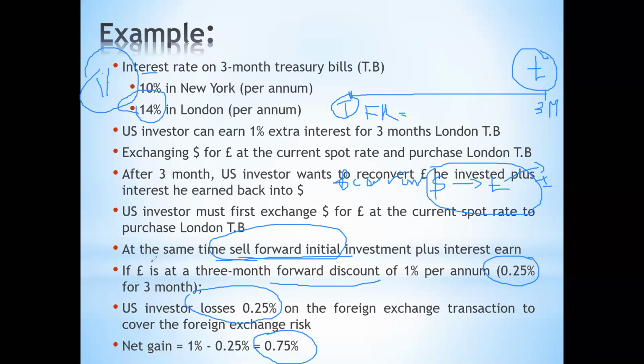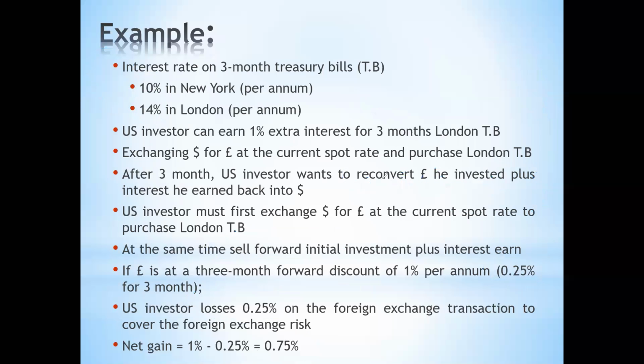As a result of this, when you are dealing with this forward rate, the pound is at a 0.25% forward discount rate, right? Even though the pound is at a forward discount of 0.25, that investor is still getting a net investment gain of 0.75%, right? That means we still have interest arbitrage. Keep that in mind, the interest arbitrage process.